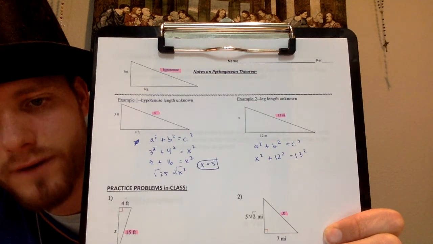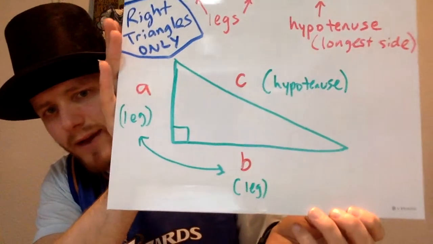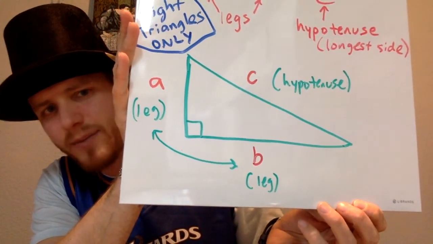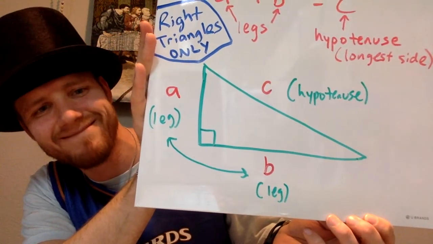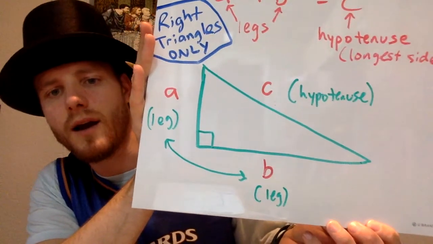All right, so that is our first step. And keep in mind, you can flip-flop your legs. That's why I drew the arrows on our notes. A and B can be switched. Those really don't matter. Commutative property of addition. All right, so if you have 12 squared plus X squared equals 13 squared, same thing. So now I've got X squared plus 144 equals 169.